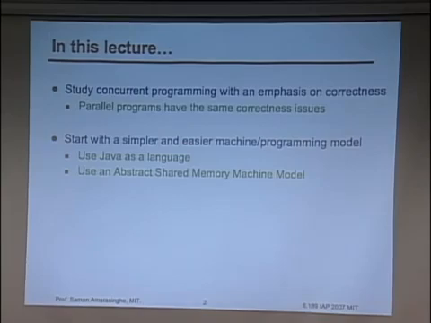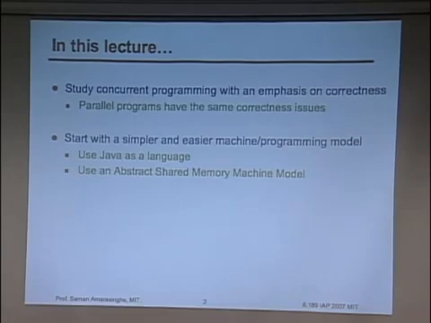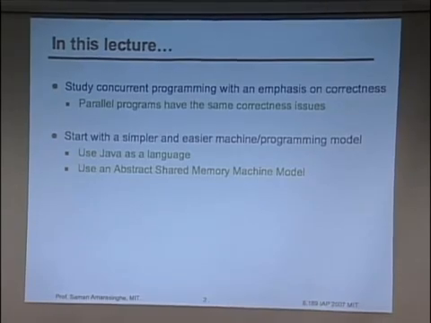And what we're also going to do is start with a much simpler machine model and a program model. We are going to use Java because I think a lot of people understand Java. Also, we are going to use a very simple shared memory machine abstraction. I'm not going to even talk about any machine anymore. I'm just going to talk about concurrent programming here. And you need to get through this one before you can start digging deep into the next level.